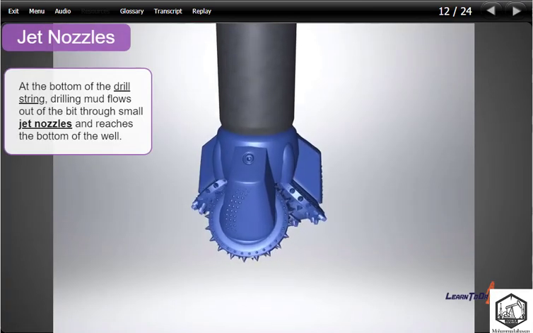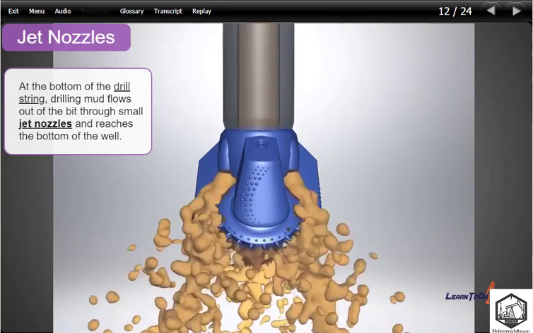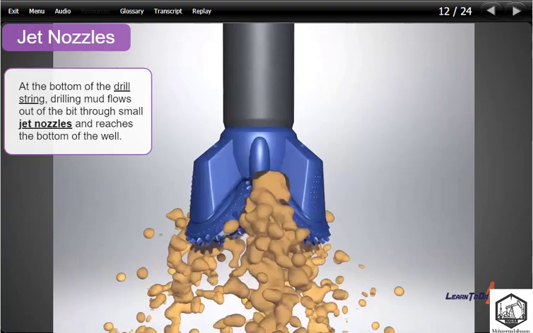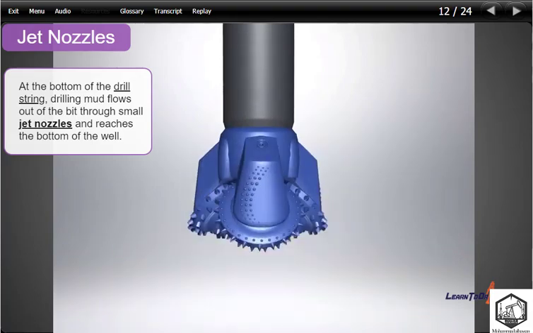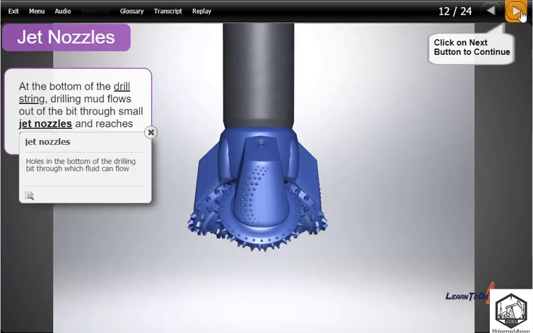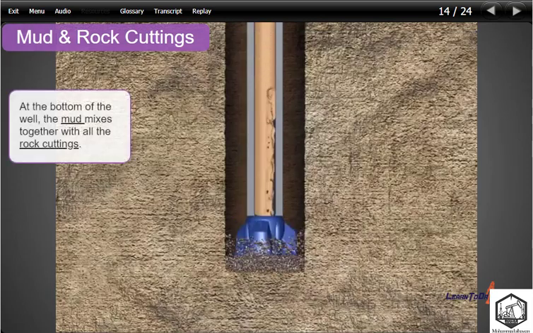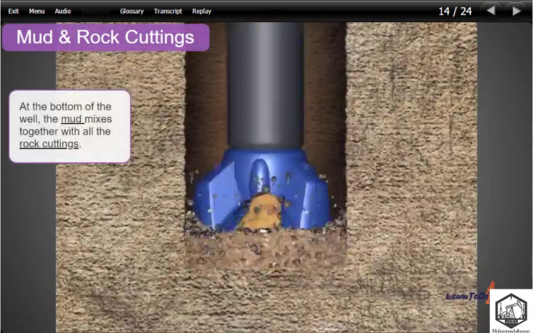At the bottom of the drill string, drilling mud flows out of the bit through small jet nozzles and reaches the bottom of the well. Try to spot the jet nozzles in this picture. At the bottom of the well, the mud mixes together with all the rock cuttings.